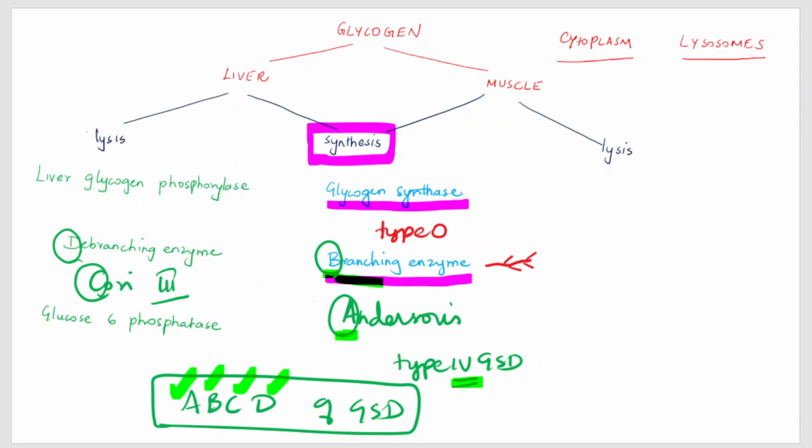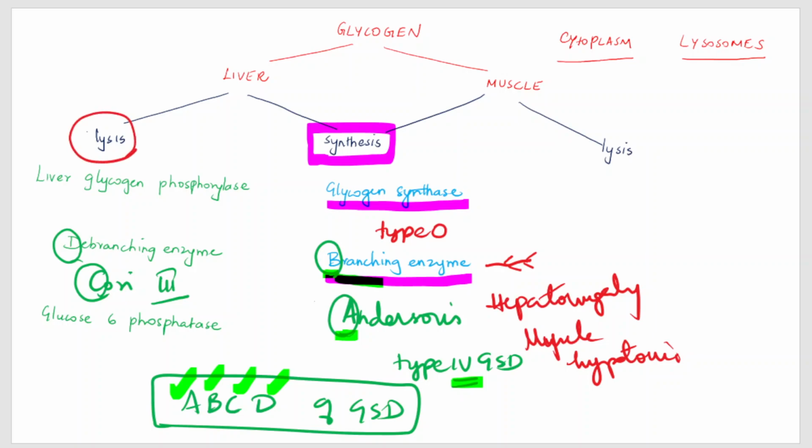This abnormal glycogen can accumulate in the liver, which can lead to hepatomegaly, and also in the muscle, which can lead to muscle hypotonia, right? Can it cause hypoglycemia? No, it cannot cause hypoglycemia, because only defective glycogenolysis can cause hypoglycemia. Here only glycogen synthesis is defective, so this does not cause hypoglycemia. So what are the symptoms whenever glycogen synthesis is defective? It is muscle hypotonia and hepatomegaly, because it is defective both in the liver and the muscle.